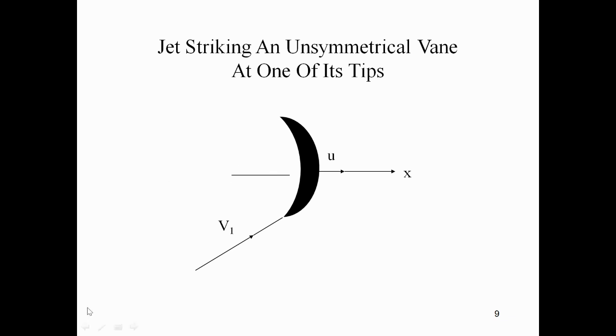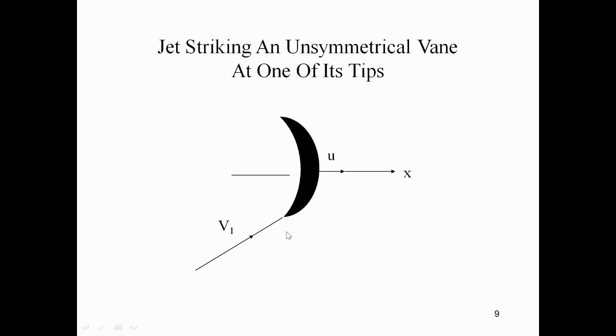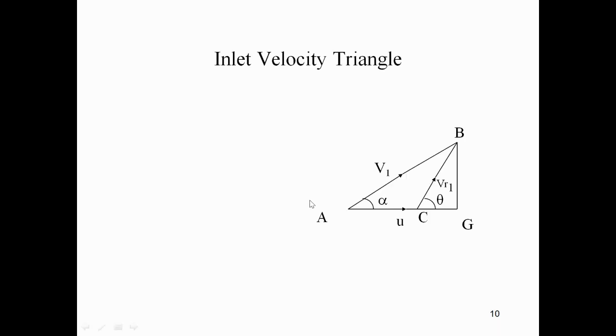This is v1 and u. This is the x direction, the direction of x. This is the initial velocity, and this will be the velocity after the vane moves, u. Now we can see the inlet velocity triangle for this tip. This is the diagram of an inlet velocity triangle.